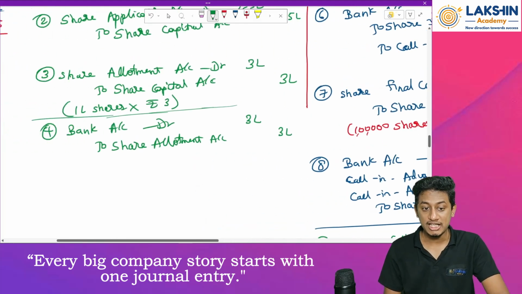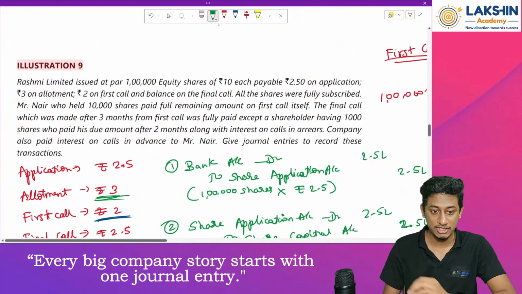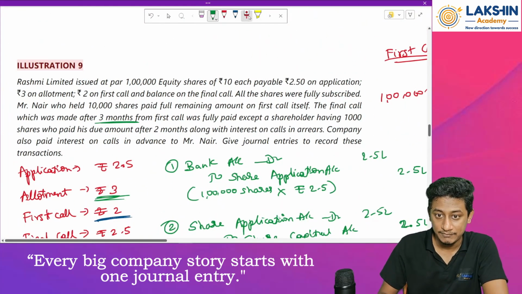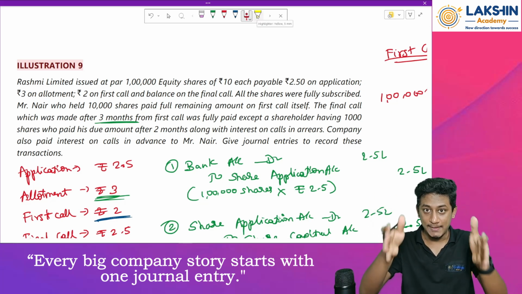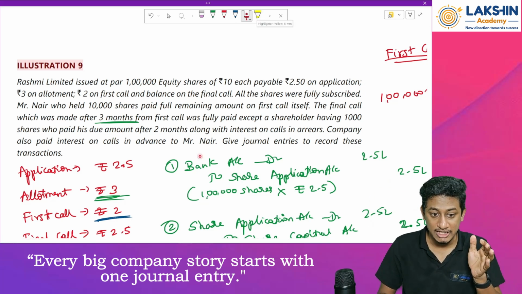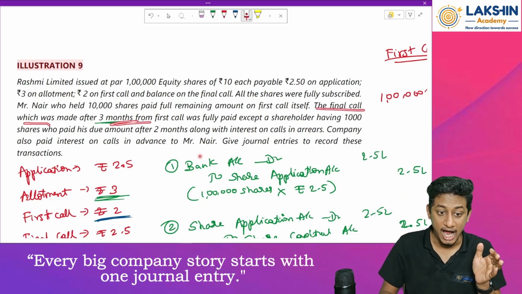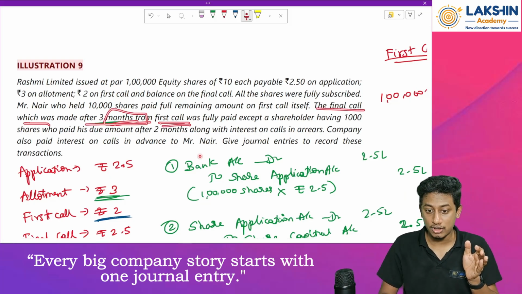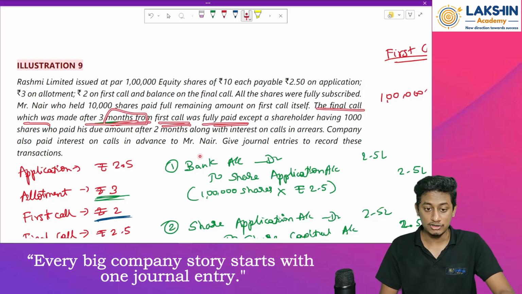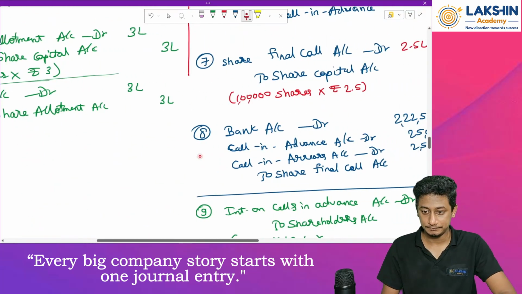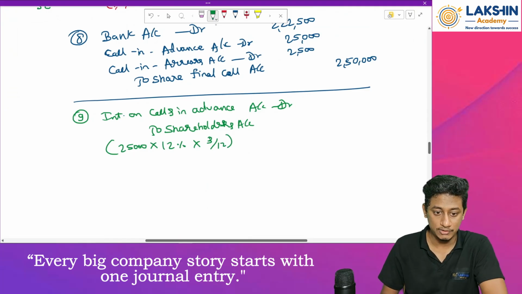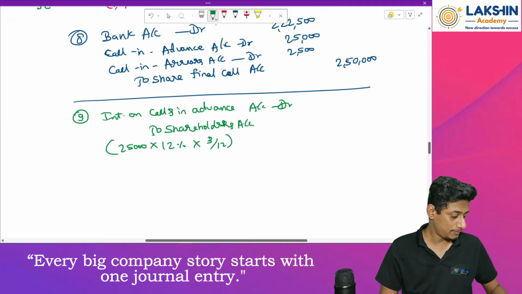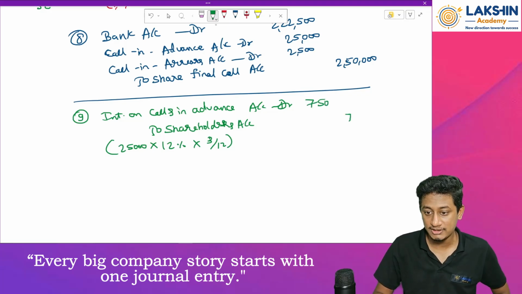Now, for how many months did I have the money in advance as per the question? For 3 months, because what was the time gap between first call and final call? It was 3 months. The final call was made after 3 months from the first call, right? So 3 by 12. So 25,000 into 12% into 3 by 12. That will be rupees 750. So 750 rupees is payable to him.